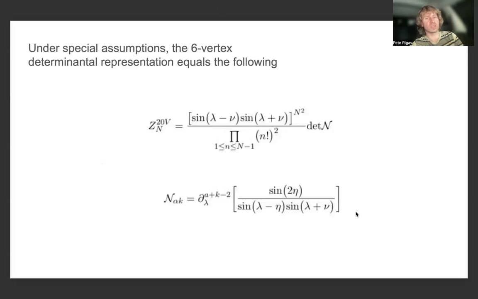And under special assumptions, the six vertex determinantal representation equals the following. So for the 20 vertex model, the determinantal representation can also be analyzed by making some special assumptions on the prefactor for the inhomogeneous determinantal representation, which in this case is given by a product of n factorial squared, two sign factors, because we're looking at the sign of the difference of the two spectral parameters, and another factor corresponding to the sign of adding the two spectral parameters together, raised to the n squared, namely the total number of points in the restriction of the square lattice from the pentagonal grid.